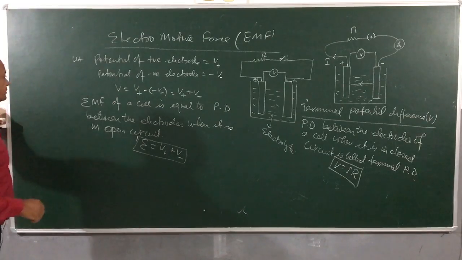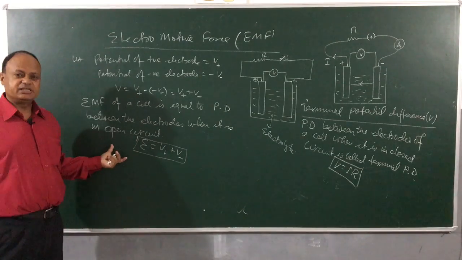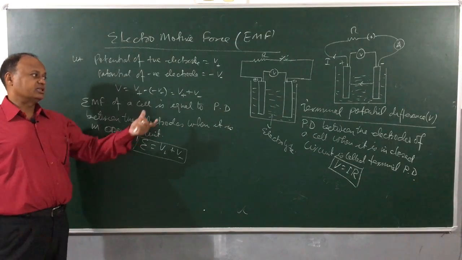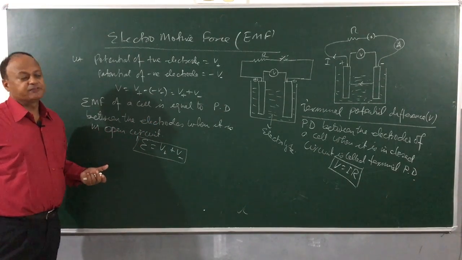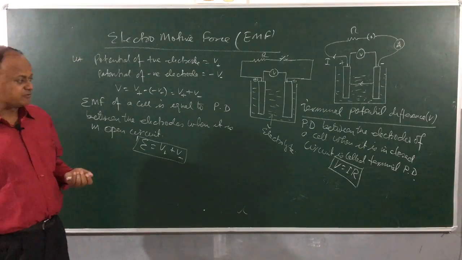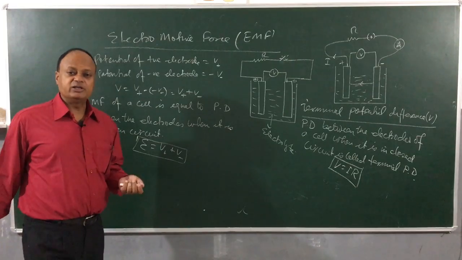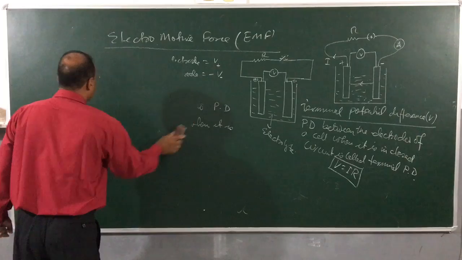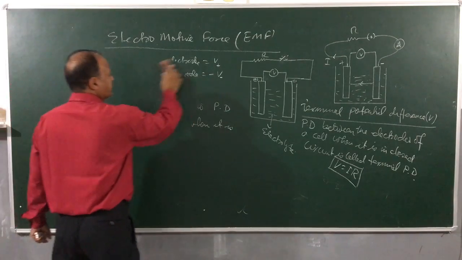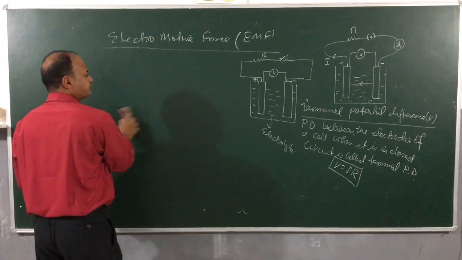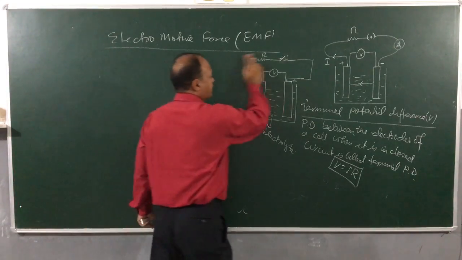So, here we learnt what is EMF when the cell is in open circuit, the potential difference between two electrodes, and when the cell is in closed circuit, potential difference between the two electrodes is called terminal potential difference, and terminal potential difference will be denoted by V. V equals I into R. Now, children, we will understand what is the internal resistance of a cell. Let us understand. Internal resistance of a cell is what?